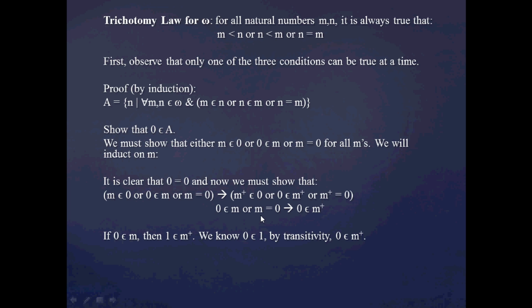Now let's take that second case where m is 0. So if m is 0, we know that m plus is 1. And again, since 0 is in 1, and m plus is the same as 1, 0 is in m plus. So in both of those cases, both of those OR statements, the inference holds. So our conclusion is that 0 is in the set A, the thing that we started with. So that was actually the tough part of the proof.